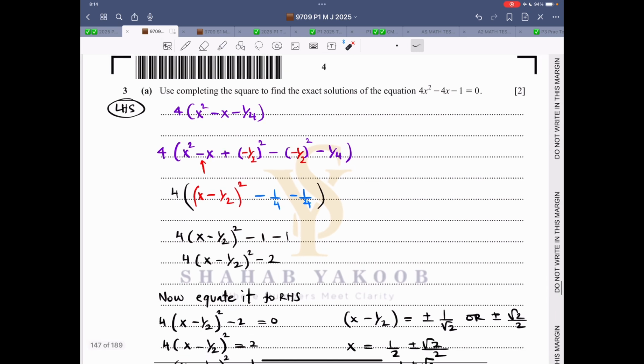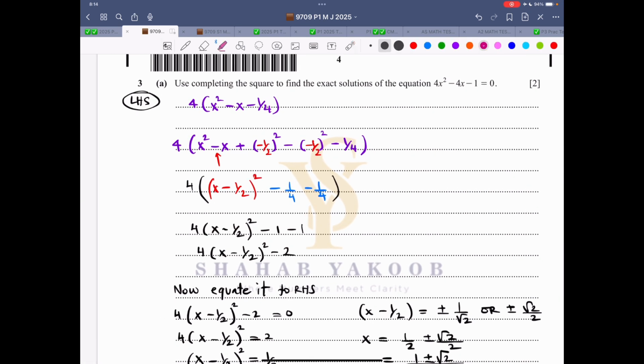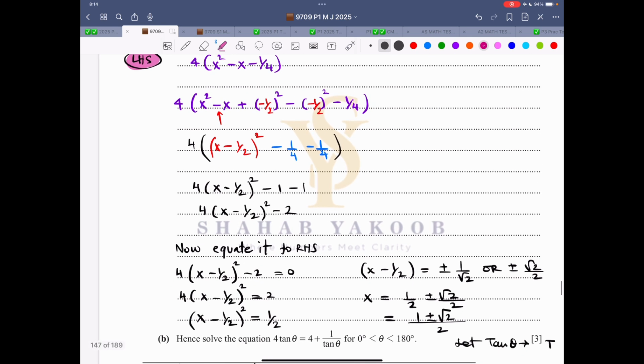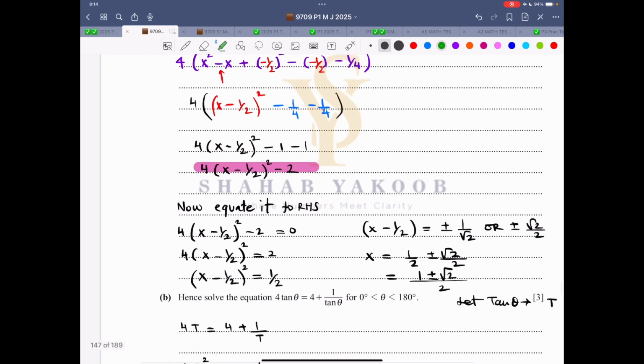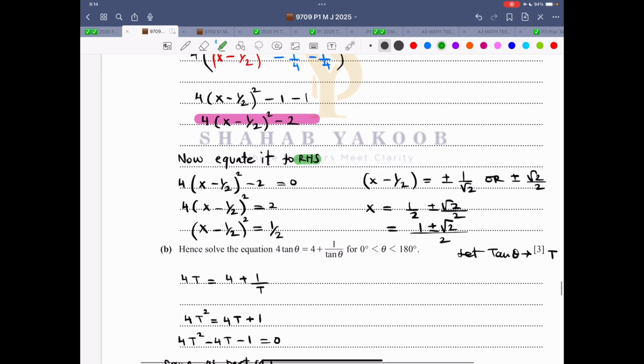Now equate it to the right hand side. So basically, I was working on the left hand side. That is up till here is the left hand side. And what's on the right hand side? That is this green one. That is 0. And once I equate to it, I'm getting this bracket whole squared is equal to a half. Take the square root. Don't forget the plus minus sign.